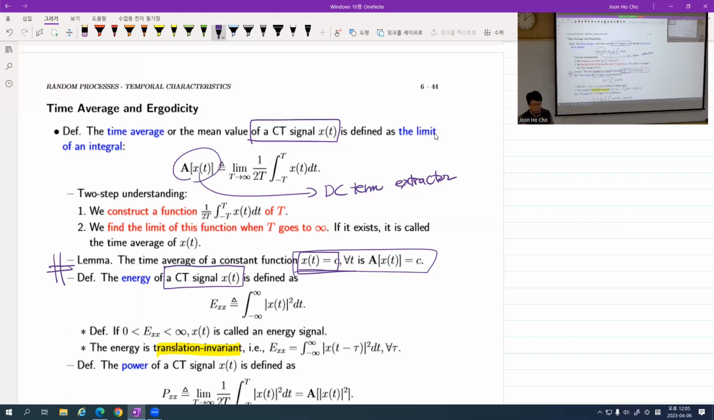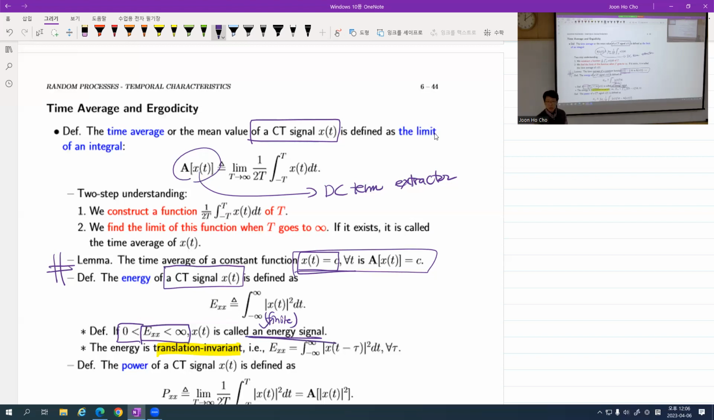And one of the important facts professors do not usually teach in signals and systems is that we have handled finite energy signals most of the time, which means that this energy is finite. Also, if the energy is positive and finite, then we call x an energy signal, or simply a finite energy signal. But anyway, energy signal.